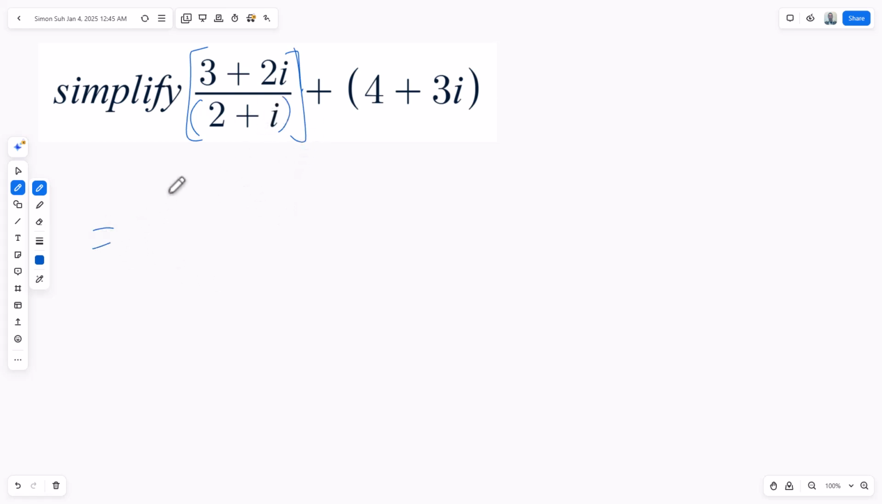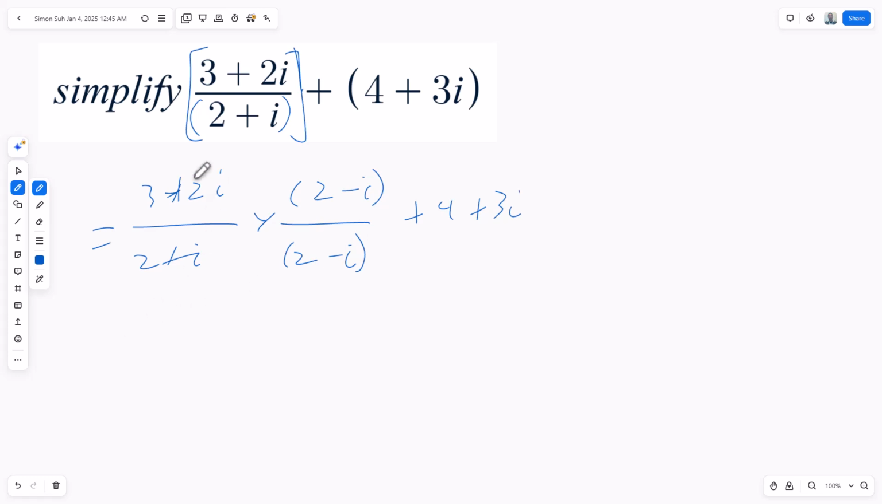So the first step will be (3 + 2i)/(2 + i) multiplied by (2 - i)/(2 - i). So this 2 minus i over 2 minus i is basically 1. We're multiplying by 1, but because 2 plus i and 2 minus i are conjugates, we will be able to arrive at our expected answer. Then we have plus 4 plus 3i at the next step, and now we're going to do a little bit of algebra and combine this term on the left here.